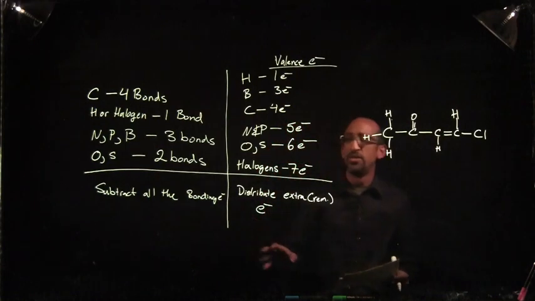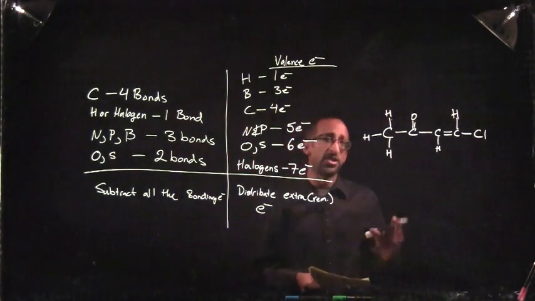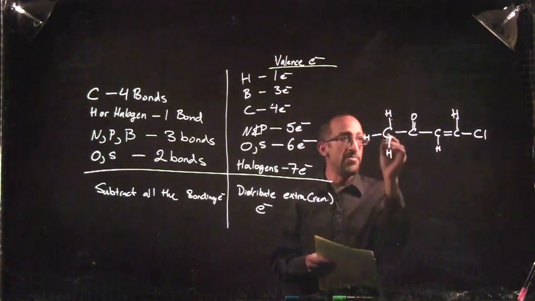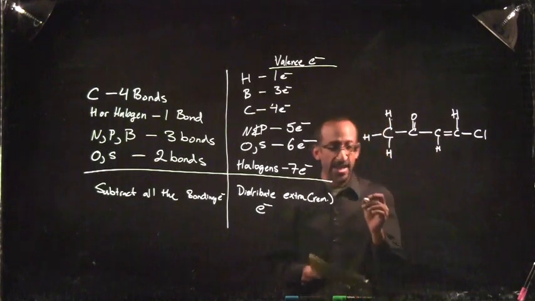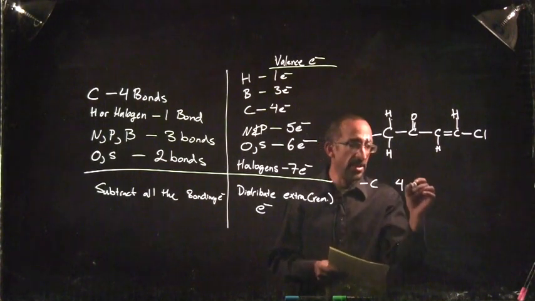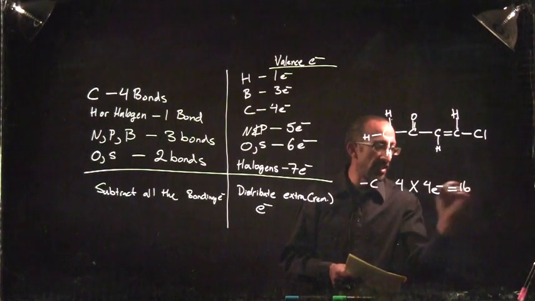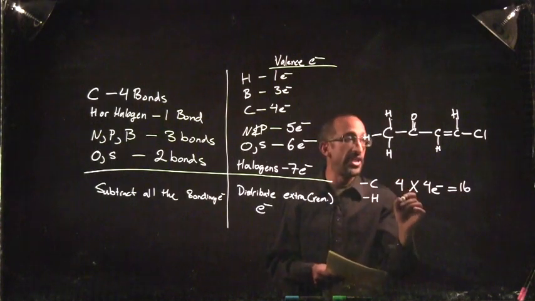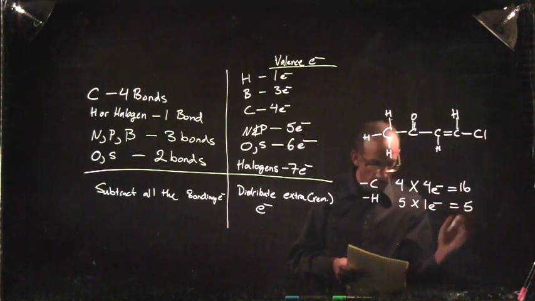So the first thing we need to do is to figure out how many electrons we have, and how many electrons we have, so to speak, extra. So we begin by taking the number of each type of atom and multiplying it by the number of valence electrons that it has. So for carbon, we have 4 carbon atoms. Each one contributes 4 valence electrons for a total of 16. For hydrogens, we have 5 hydrogen atoms in our molecule. Each contributes 1 valence electron for a total of 5.